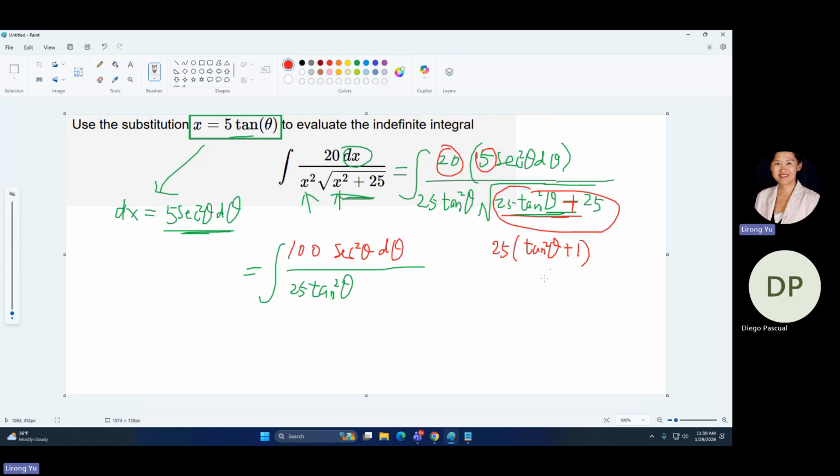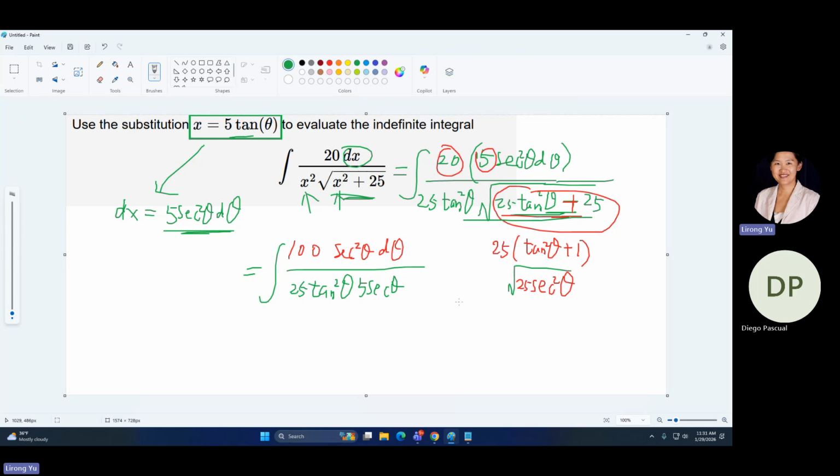Tangent squared theta plus 1 is secant squared, so under the root, we have 25 secant squared theta. When you put the root back on, the whole root part will be 5 secant theta. That's after we remove the root. The ultimate reason for the substitution is we wish to have the roots go away. We want to get rid of the roots and replace them with something a little bit easier to handle.